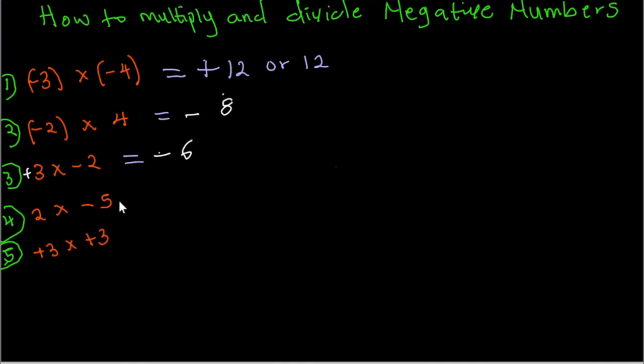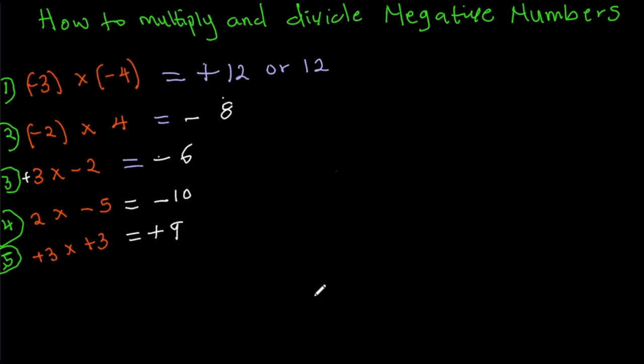2 times negative 5. So 2 has no sign beside it, so it's positive. So positive times negative equals negative. 2 times 5, 10. Okay, next one, we have plus 3 times plus 3. So plus times plus is plus. So when two same signs multiply themselves it is positive. 3 times 3 is 9. So this is the rule. This is how you multiply negative numbers.